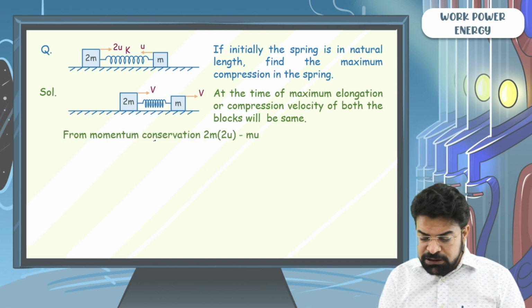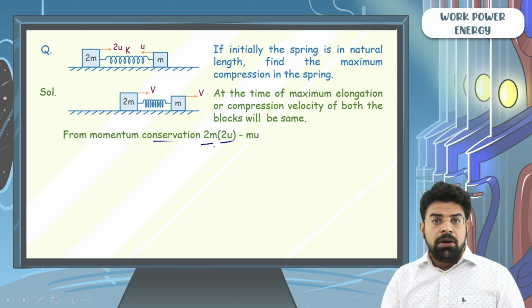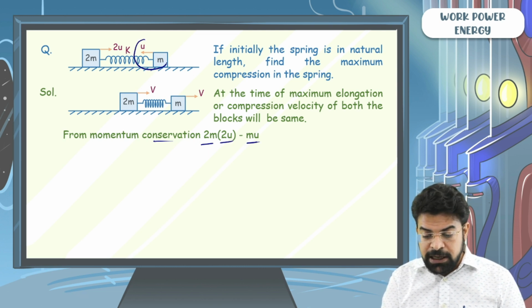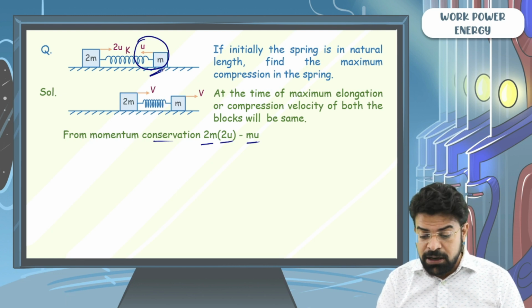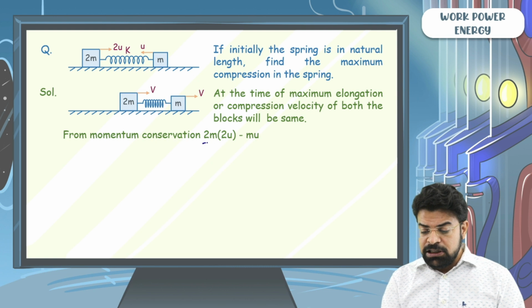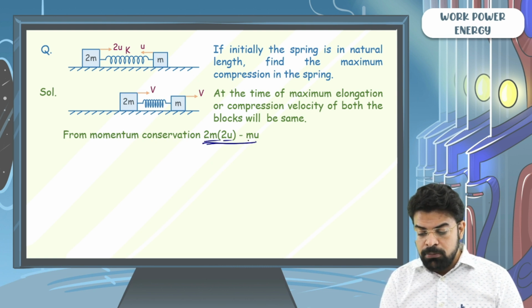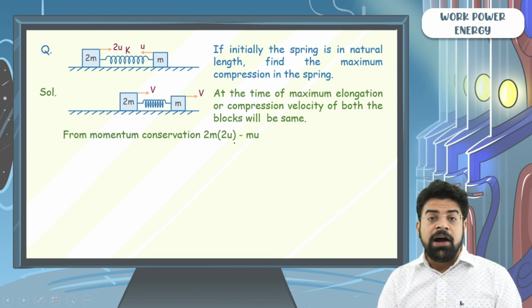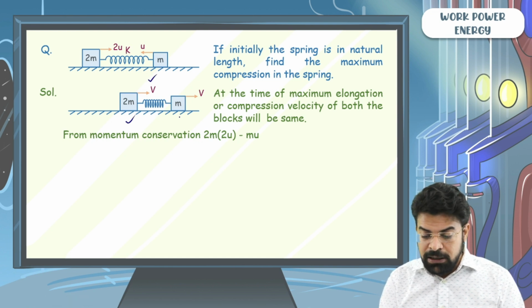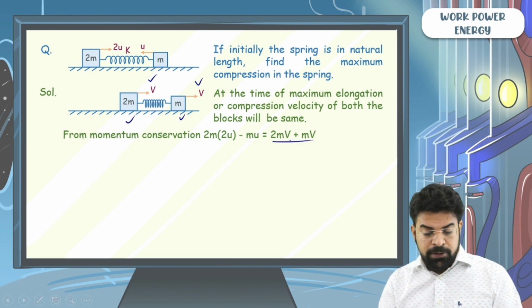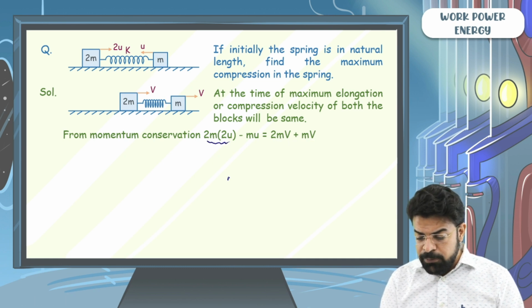So from momentum conservation, the initial momentum of the system is 2m into 2u minus m into u. This has been taken as negative because momentum is a vector quantity, and the second mass has momentum towards left. So the net initial momentum towards right, 2m into 2u minus m into u, has to equal the final momentum of the system, which is 2m into v plus m into v. That becomes 3mv. So on the left hand side, you get 4mu minus mu equals 3mv, or 3mu equals 3mv, or cancelling out 3m, you get u equals v.